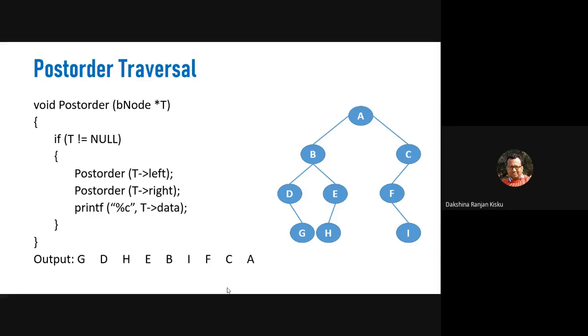F and I both are part of the left subtree of C. Once I and F are printed, then C will be printed because C is the root node and there is no right subtree of C. Therefore, after printing I and F, C will be printed, and finally A will be printed because A is the root node of this binary tree. Okay.